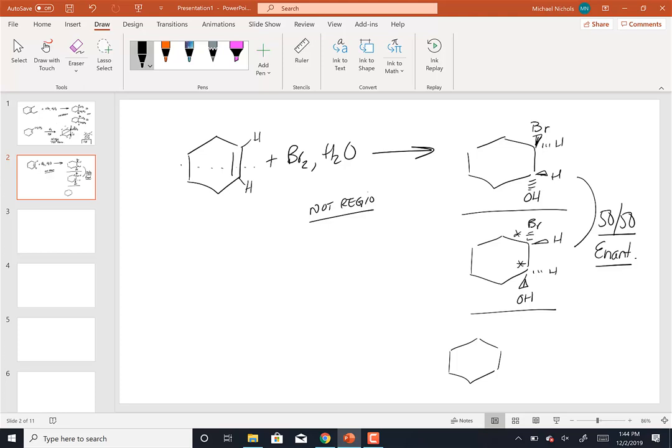So what is the other? Right, selectivity means that I had to have two products and I had to choose one over the other. So what's the other product that I'm choosing?